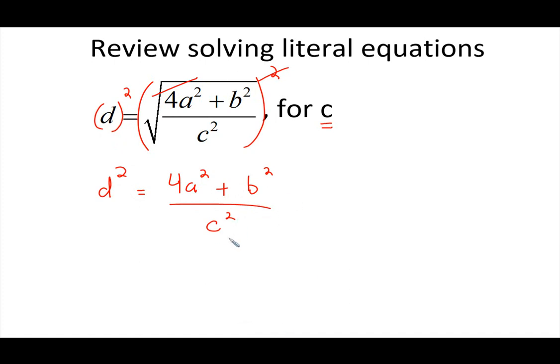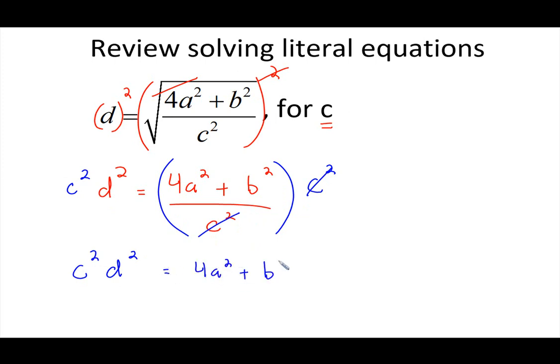Now, we need to get c by itself. C is in the denominator right here, so we need to get it out of the denominator. That means I'm going to multiply by c squared on the right side, and when I do that, I also have to multiply by c squared on the left side. On the right side, this c squared cancels, which is what we want, because we don't want c to be in the denominator. The c is now on the left side and is not in the denominator. So we have c squared times d squared on the left is equal to 4a squared plus b squared.